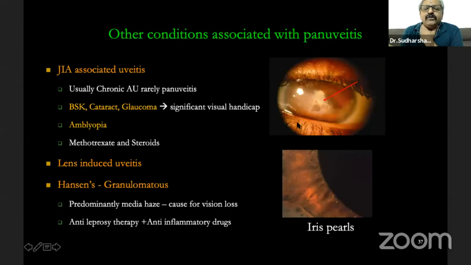Panuveitis can sometimes be associated with other systemic conditions. The most important among them is JIA, as was clearly spoken. Band keratopathy and cataract are significant visual handicaps. Remember that amblyopia is most important.